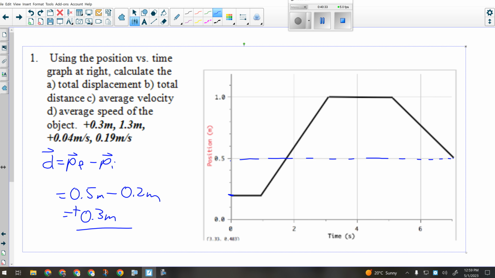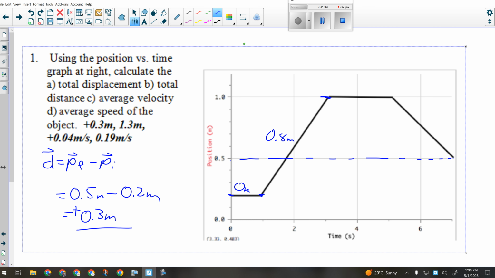subtract. That's it. Now, the next thing it wants us to calculate is the total distance. So that's section by section. How far did it go in each part of the graph? Well, this part's easy. How far did it go here? It didn't move. This was 0 meters. Here it went from 0.2 to 1.0. How far is that? 0.8 meters.